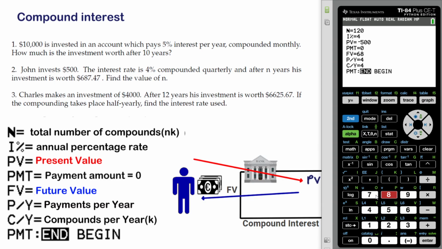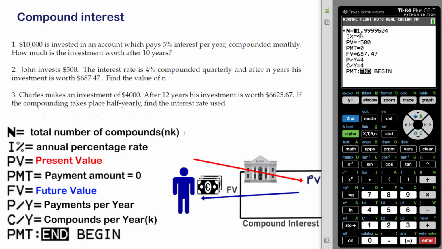So that'll be 687.47. Again, if you put this present value as a positive, then you'll have to put the future value as a negative because they're moving in opposite directions. Okay, so it doesn't matter really which way you go round, but I'm just using the convention that if you lose money, you put minus, and if you gain money, you write it as a plus. Okay, the only thing we don't know is how long this is going to take to go from the 500 up to the 687. So I go to the top and press alpha solve.